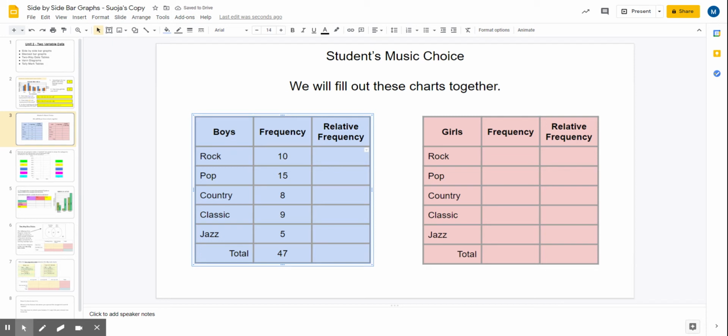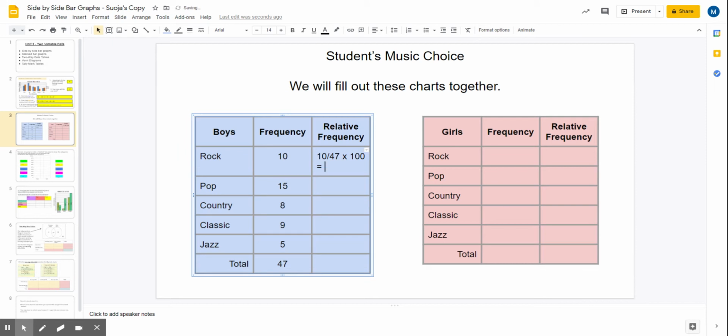All right, the relative frequency. That means percent. What percent of all the boys like rock? So we had to do that computation, right? We take the frequency number and divide it by the total. And then we are going to times that by 100. All right, and let's go ahead and just round it to a whole percent. So that actually would round to 21%. Okay. And then we just continue that computation all the way down.